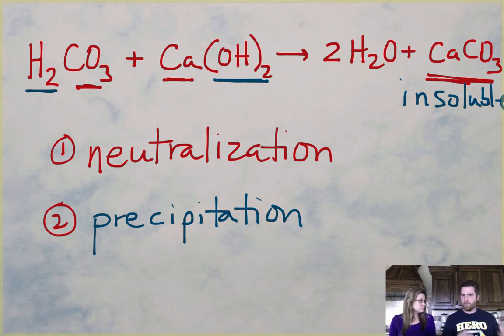So the previous one, we made water and we made a salt, but NaCl was soluble, so it was only neutralization. This one, since we made water and an insoluble salt, it is not only neutralization, but also precipitation. So why don't we review all three types now? We've got neutralization as our new one. Let's make a chart. We have redox, we have precipitation, and we just learned about neutralization.